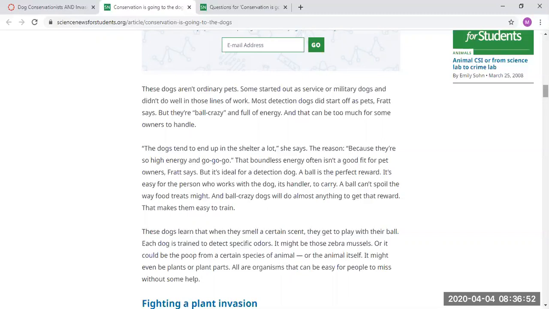Each dog is trained to detect specific odors. It might be those zebra mussels, or it could be the poop from a certain species of animal, or the animal itself. It might even be plants or plant parts. All are organisms that can be easy for people to miss without some help. So you can go back and answer that question.